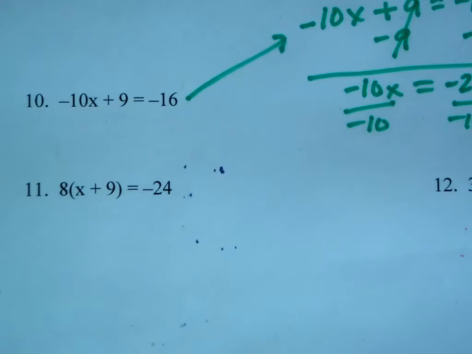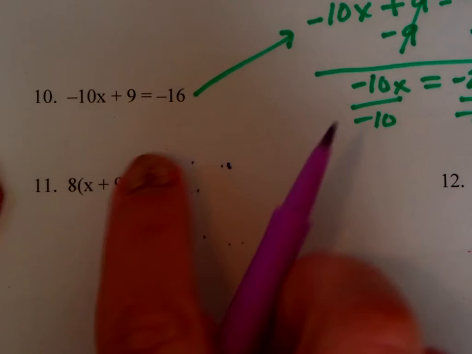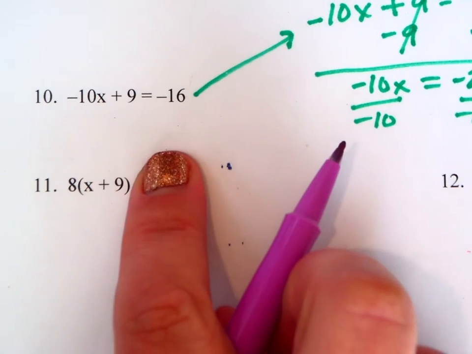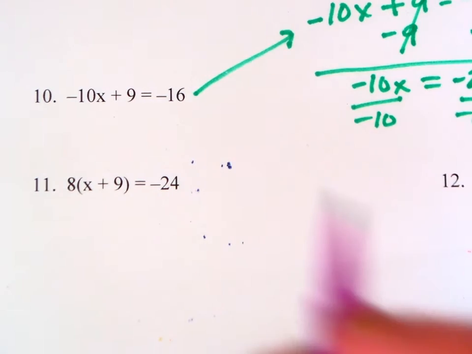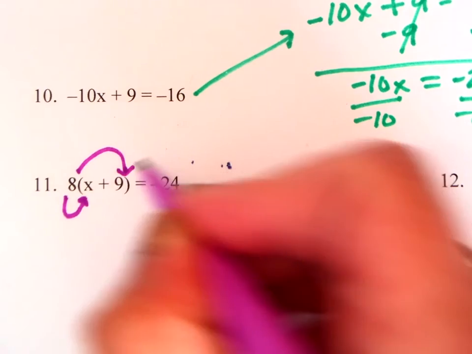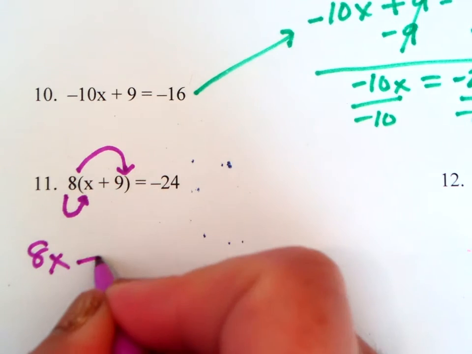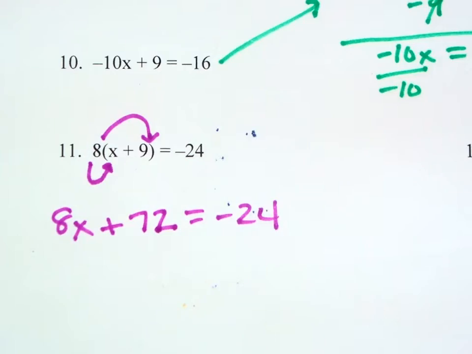Okay, now number 11. 8 times x plus 9 equals negative 24. Okay, so this time I am going to have to actually simplify that left-hand side of the equation. I think it's much easier to do this first. It's not necessary. There are other ways you can do it. It's not the only way to do this problem, but I prefer to simplify first. So I'll do 8 times x and 8 times 9. So 8x, 8 times 9 is 72. Okay, so 8x plus 72 equals negative 24.